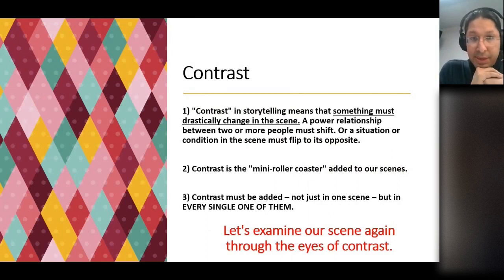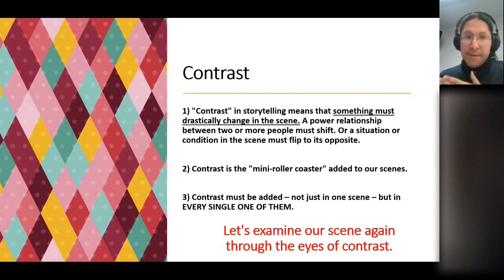So now let's look at contrast, right? Contrast in storytelling means that something must drastically change in the scene. A power relationship between two or more people must shift, or a situation or condition in the scene must flip to its opposite. Contrast is the mini roller coaster added to your scene. Now, contrast must be added not just in one scene, but in every single scene of your story.